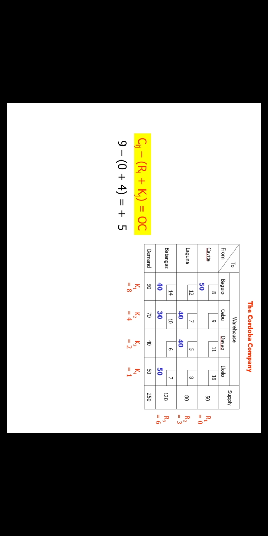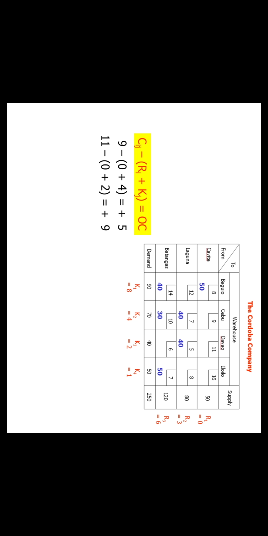So, let's now proceed with the other unused cells. So this one is mathematical in approach, while the stepping stone method is visual, but they would have the same opportunity cost values or improvement indices. So for the unused cell with the cost of 11, the row position is still at row 1, where R sub 1 is equal to 0. The column position is now at column 3, where K sub 3 is equal to 2. Applying the formula, you have 11 minus the quantity 0 plus 2, or 11 minus 2 is positive 9.